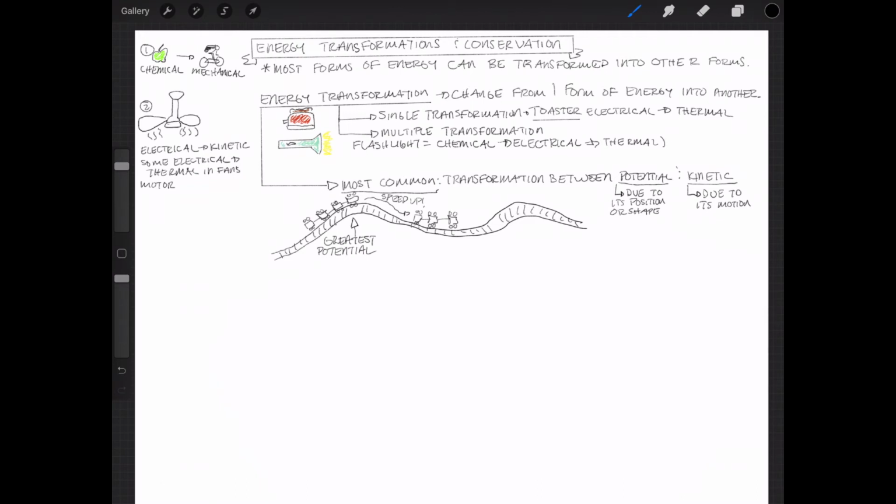And now we're down here. At this point, the lower point of the roller coaster track, we're at our greatest kinetic energy. And then we go back up, and so on and so forth, as the ride goes through, right? And that's a transformation between our potential energy and our kinetic energy. And that's one of the most common forms of energy transformations. Now, we'd be remiss in talking about all of this without talking about the law of conservation of energy.